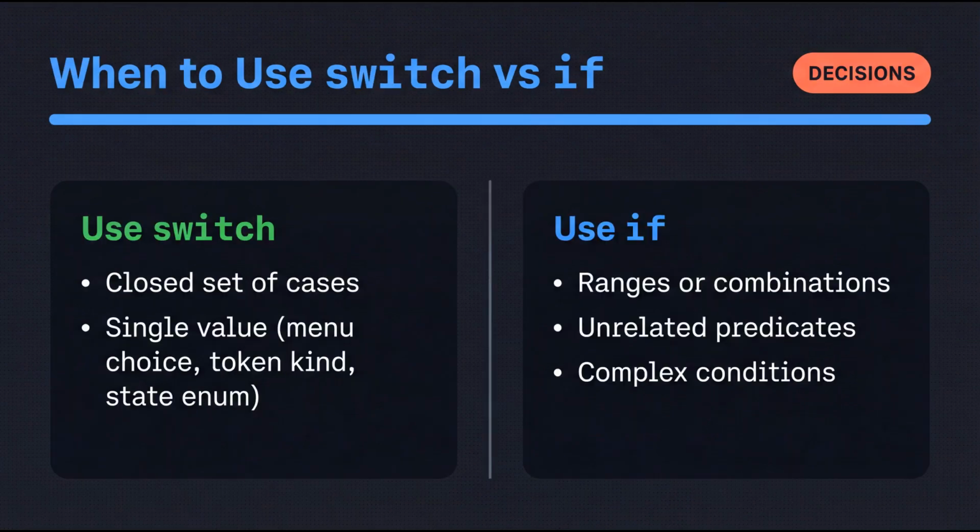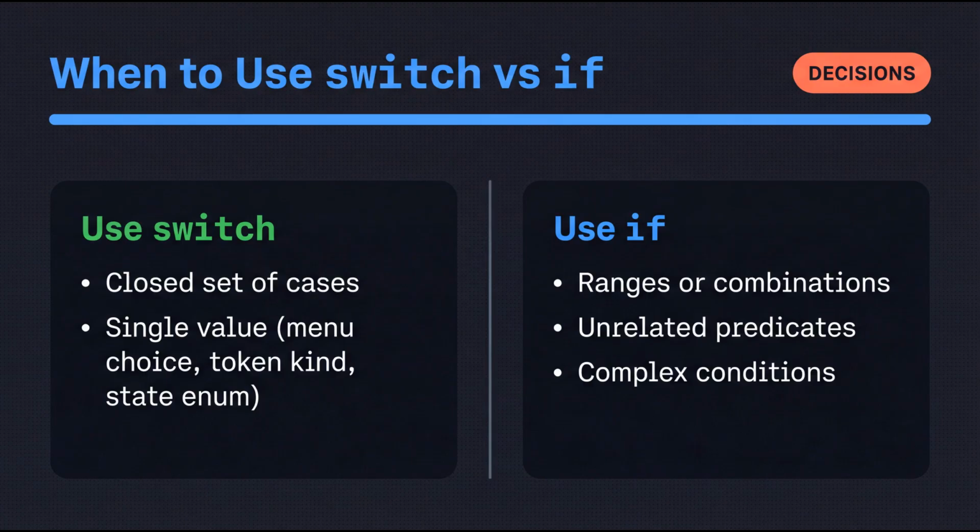When should you use switch versus if? Use switch when you're matching against a single value from a closed set of options. Menu choices, token kinds, state enums. These are all natural switch candidates. The compiler can optimize the dispatch, and it can warn you about missing cases.